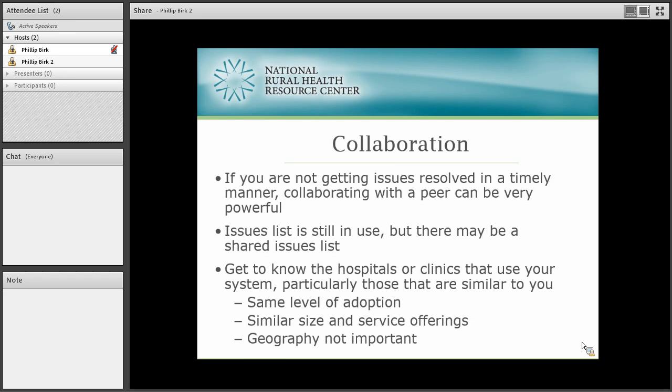So how do you use the issues list? I already talked about pre-go live. We all seem to use an issues list. And post-go live is where it's really important. It should be a core part of how you manage your IT systems. This is kind of a core competency for IT staff, to maintain this issues list. And I do believe, being an IT person, that's where it belongs.